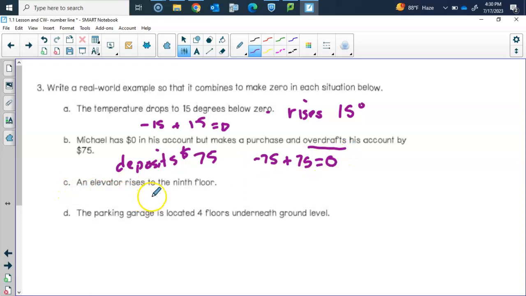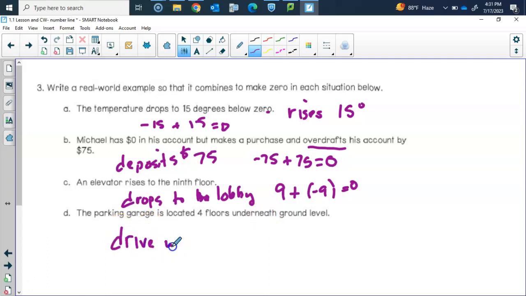An elevator rises to the 9th floor. What would the opposite be? Go. Well, it drops to the lobby. 9 plus -9 is 0. Okay, part D. The parking garage is located 4 floors underneath ground level. Go. An example would be you drive up 4 floors, so that would put you back at ground level. So 4 below is -4, plus 4 driving up is 0.